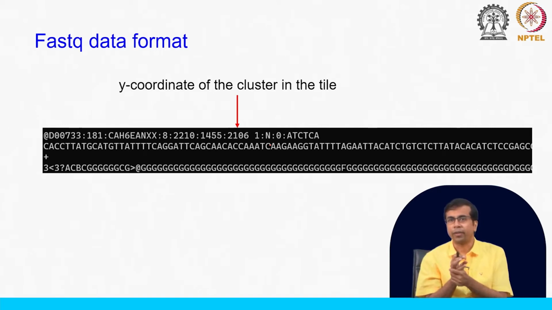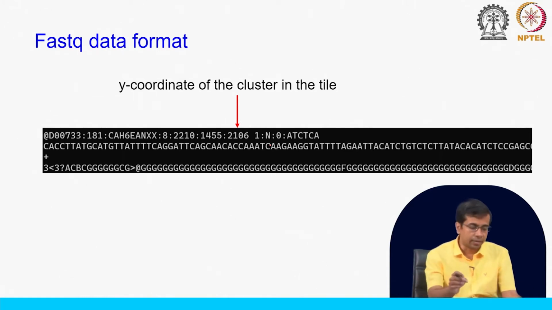So, why is it important? Why do you actually store this information? In general, if the data is good, we do not have to worry about this, but if there is some sort of issue, then this information becomes useful. We will see this when we look into the data quality check or quality control. So, the last three numbers give you the positions in the flow cell.